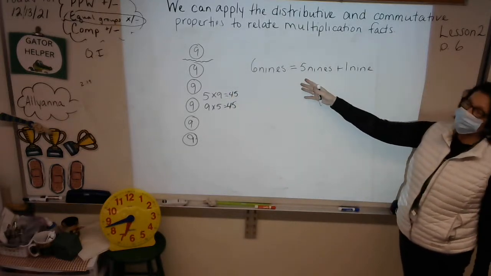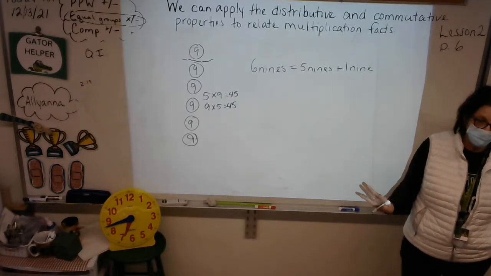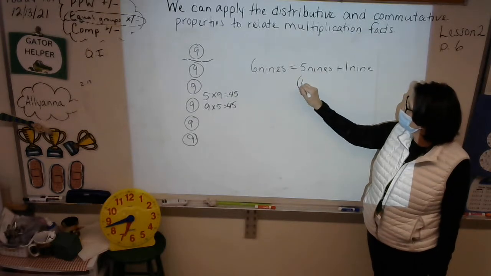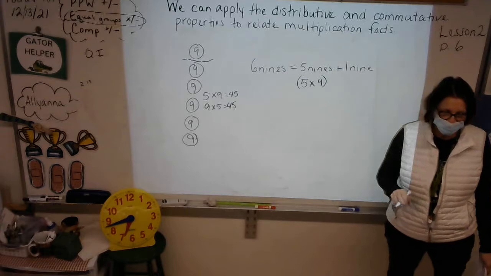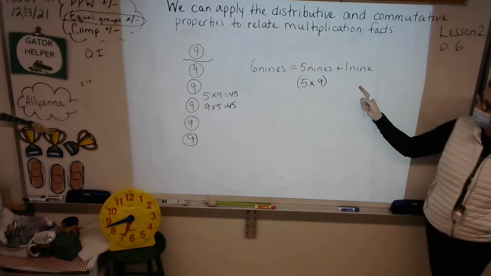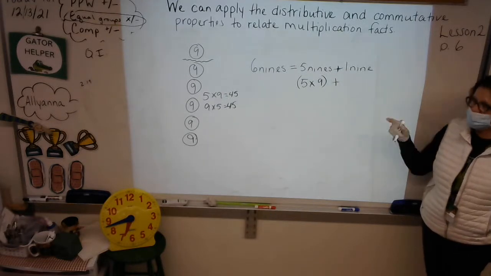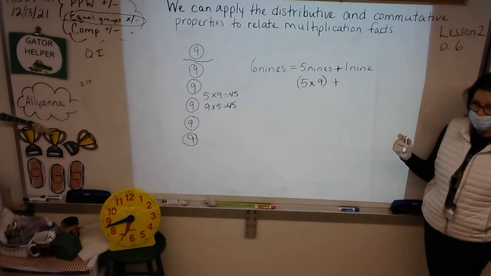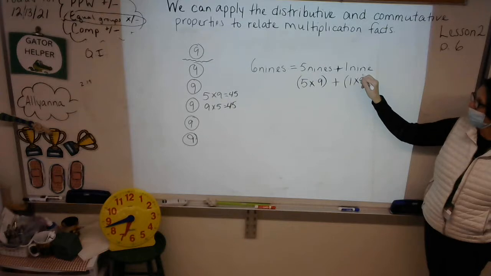All right, let's turn this unit form into fact form, because fact form is a little bit easier to work with. How do I write 5 nines as a multiplication fact? I write it as 5 times 9. Go ahead and write that under your 5 nines. You really need to set up your board like I have mine set up. And then to that, we're going to add 1 nine. How do we write 1 nine as a multiplication fact? We write 1 times 9.